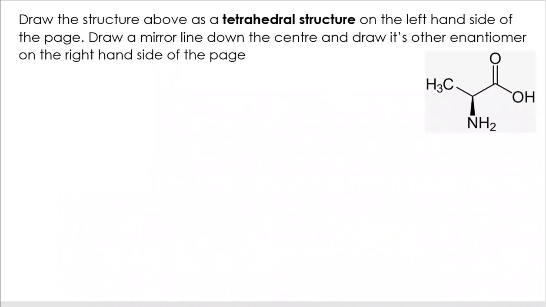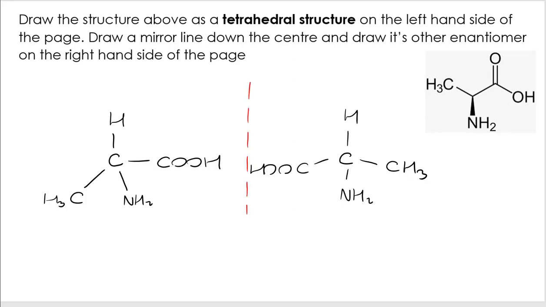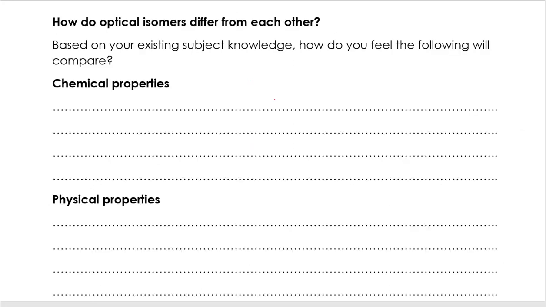Have a go at drawing out the tetrahedral structure of 2-amino-propanoic acid, and then see if you can do the mirror image of it as well. So this is showing exactly the same structure, but it's drawn in a way that makes it easier to see the chiral centre, and it makes it easier to show the mirror image, as I have done here. So we've gone through all of that. What do we think are going to be the significant differences in chemical properties and physical properties of optical isomers, of enantiomers of each other?